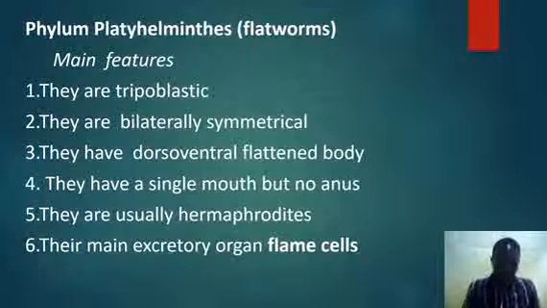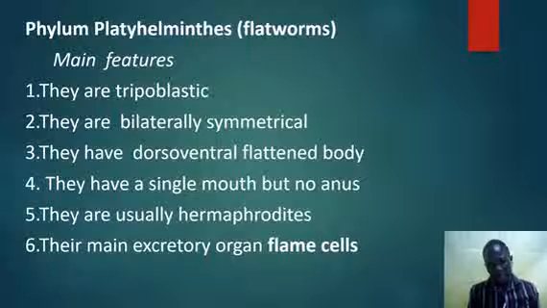So let's note this. Now they also have a single mouth, but they do not have an anus. They lack an anus. So let's take note of that one. Then of course they are usually hermaphrodites. It means that they possess both the male and the female sex organs. So if you take just one flatworm, it has both the male and the female sex organs. So they are hermaphroditic. Let's take note of that one.